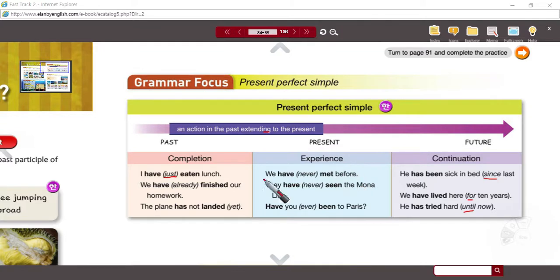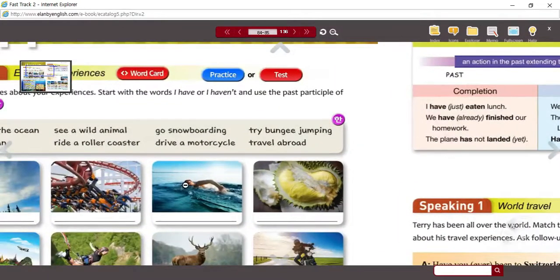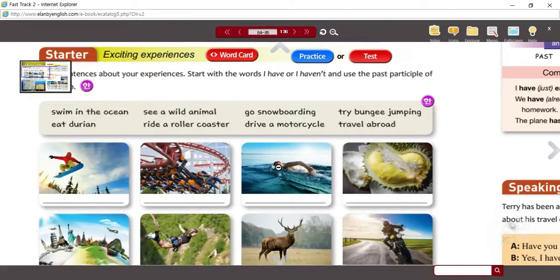Okay. Probably the majority of the discussion today will focus on experience. Okay, so completed experiences in the past that we have done. Okay, so let's go look back at the starter activity that we did not review. That's here on page 84. Let's try it with a practice and see how we do.